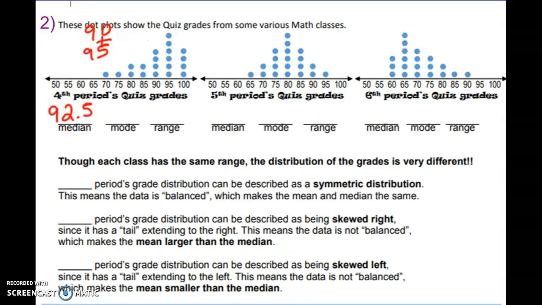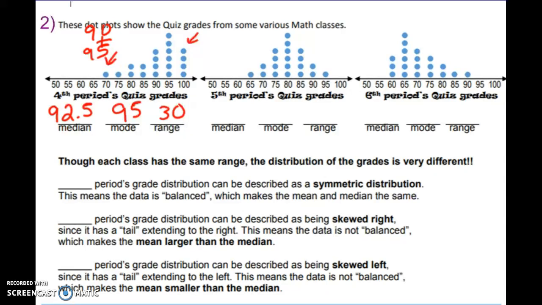Okay, the mode, of course, was 95 because it has 6 dots above it. None of the other numbers have that many dots. And the range, you should have subtracted the highest dot, which was 100, minus the lowest value, which was 70, and you would get 30. If you made a mistake, make sure you go back and correct that. For the median, you should have added 90 plus 95 and then divided by 2, and you would get 92.5.